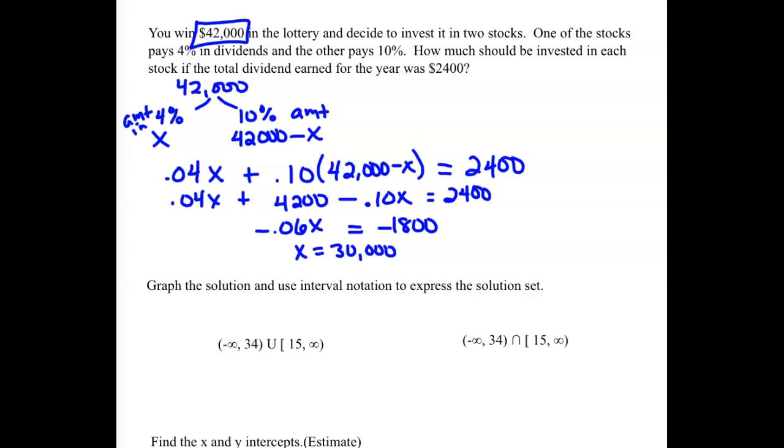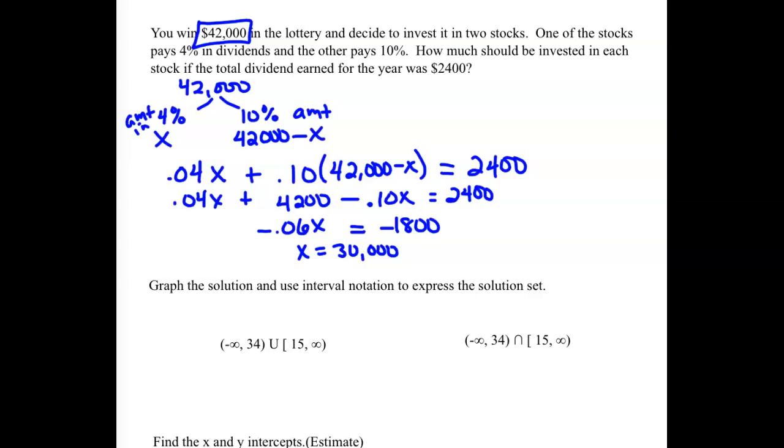So again, let's go back and look at the question. It says how much should be invested in each of the stocks. So X being 30,000 means we put in $30,000 in the 4% stock, and the remainder, 42,000 minus 30,000, the remaining 12,000 is going to go into the 10% one.